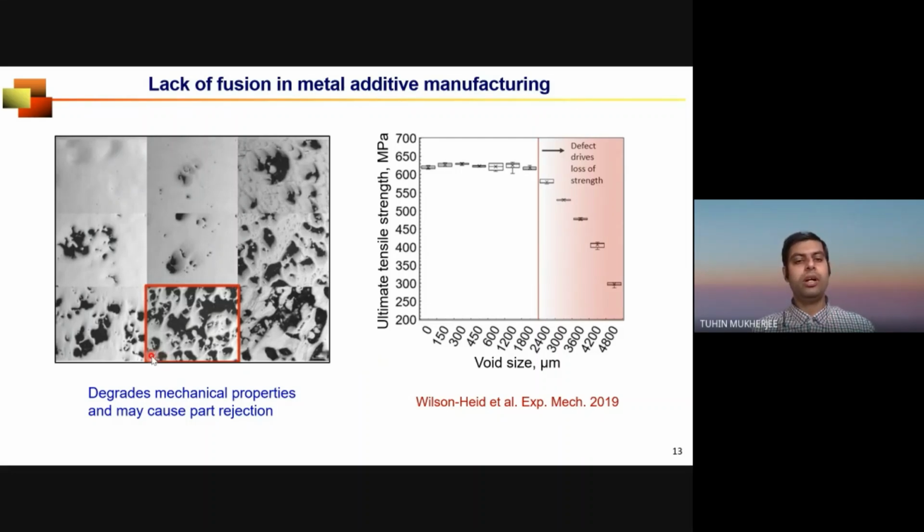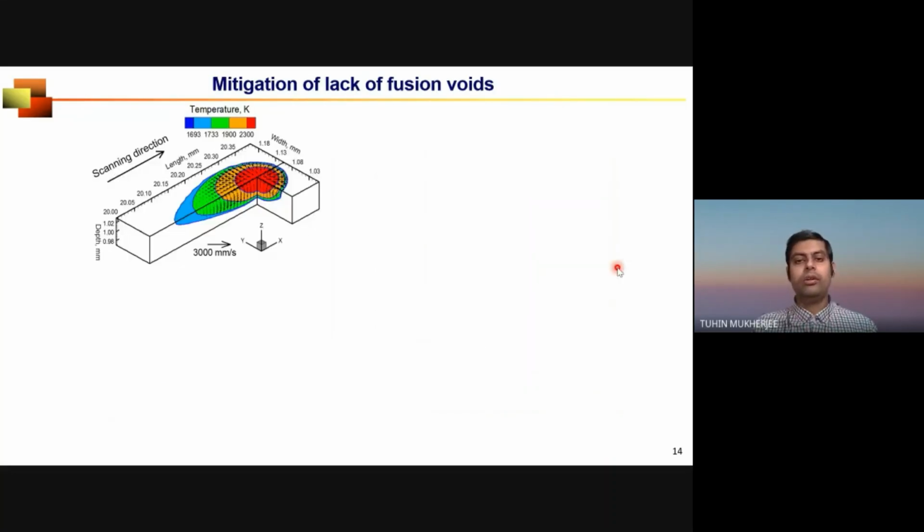So, lack of fusion makes the part look like Swiss cheese. It has very poor properties. For example, when the void size increases, you can see that the tensile strength decreases significantly. So, how do these kinds of voids originate?